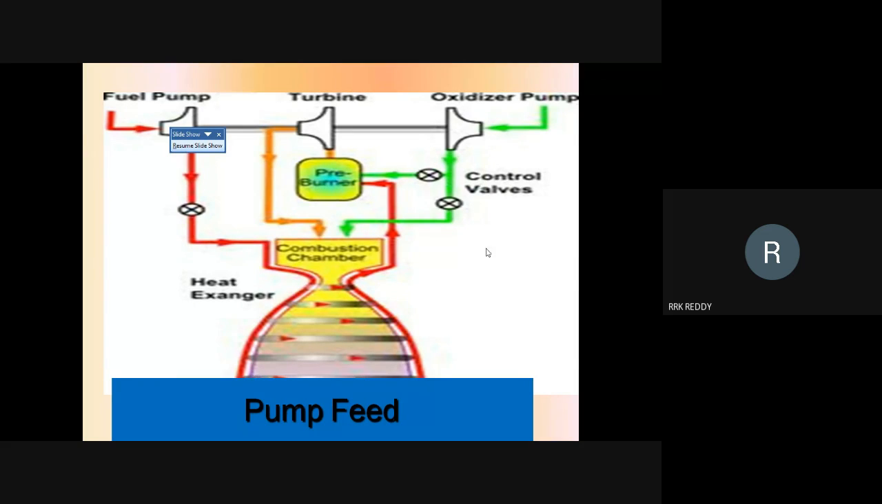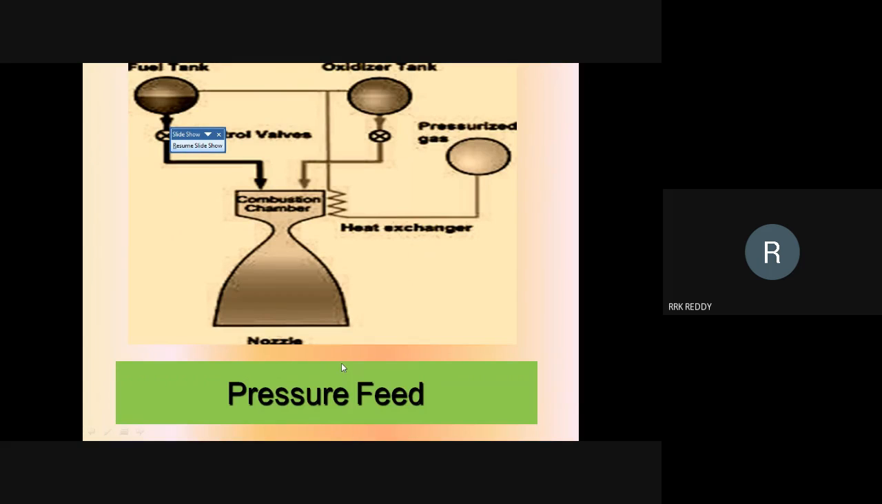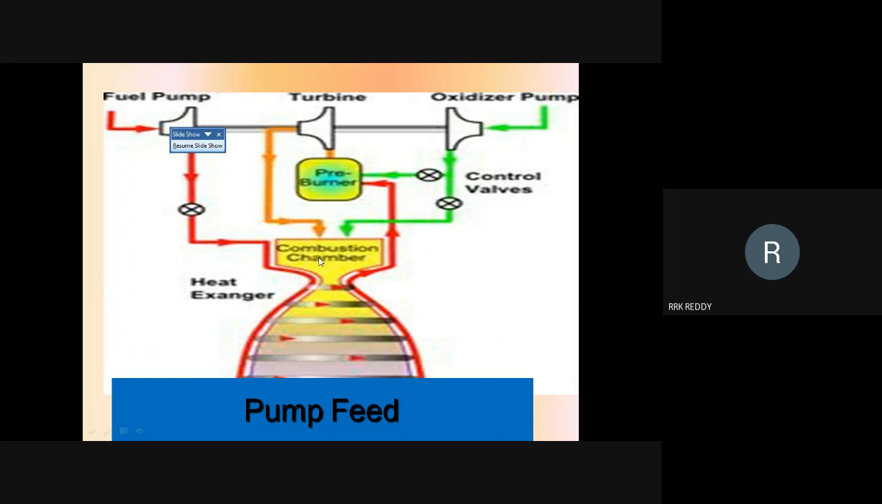This is the pump feed system liquid rocket. Here the fuel tank is provided, and here the oxidizer tank is provided. These are pumps used for supplying the fuel from the fuel tank to the burning zone. This is the combustion chamber. This pump is used to supply the oxidizer from the oxidizer tank to the combustion chamber. Here combustion takes place, and the gases escape through the nozzle, where jet thrust is produced as a reaction force, with which the rocket moves in the upward direction.